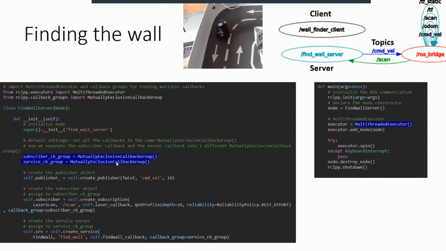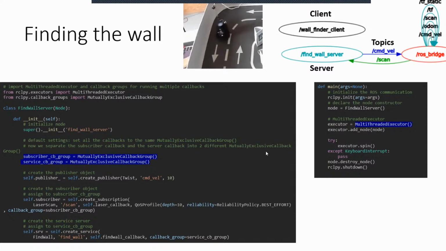You can use mutually exclusive callback groups or reentrant. Basically, just assign them the 2 callback groups, and then you use a multi-thread executor to execute both of them. Otherwise, if you just use a single thread executor, they will block each other. Right. I think this is the biggest challenge.